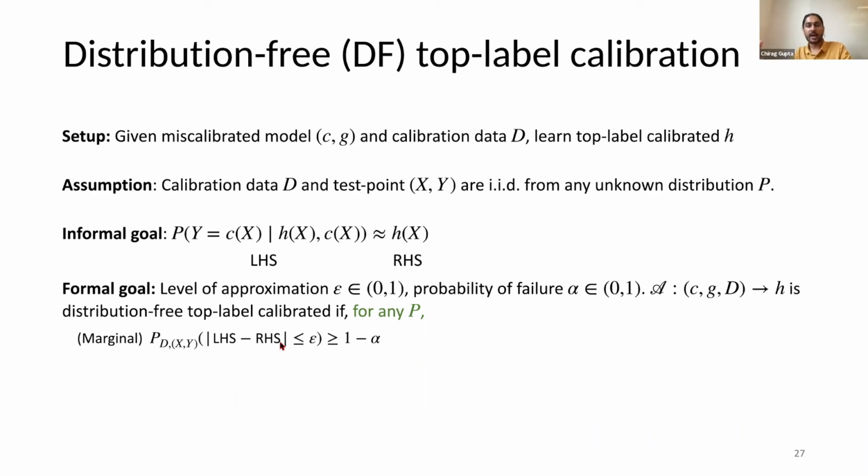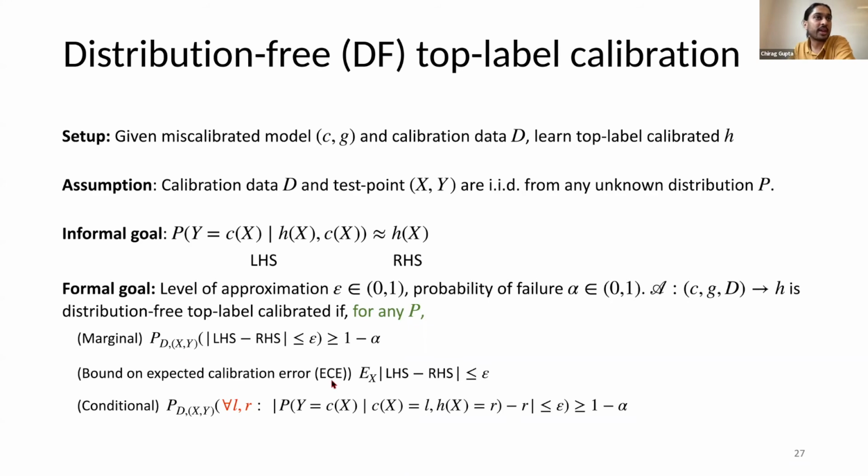So it's kind of like a PAC-style guarantee, but there's one important subtlety: the probability is also over the calibration data. So it's marginal over the calibration and the test data. This is a subtlety which we won't go into in this talk, but if you're more interested in the theory, we can talk offline.